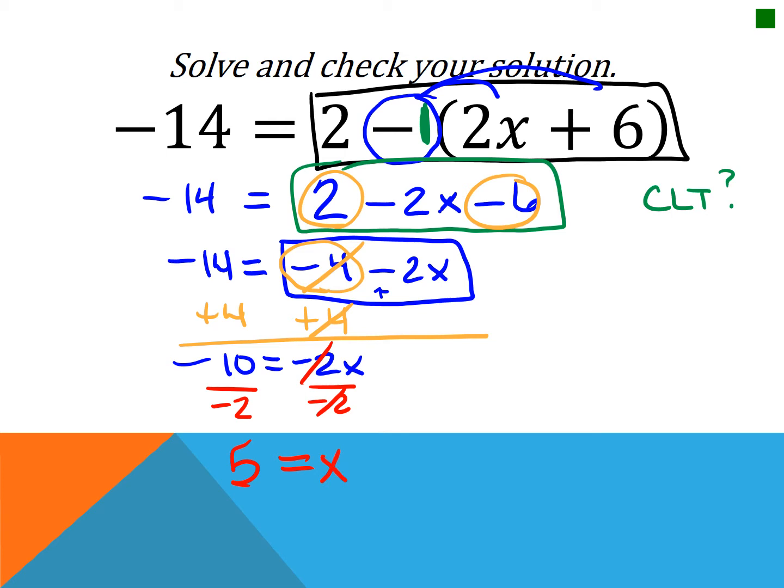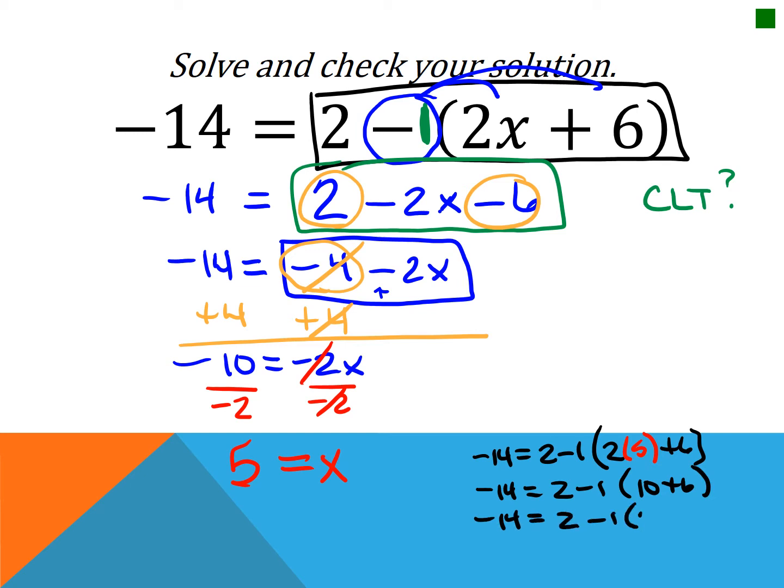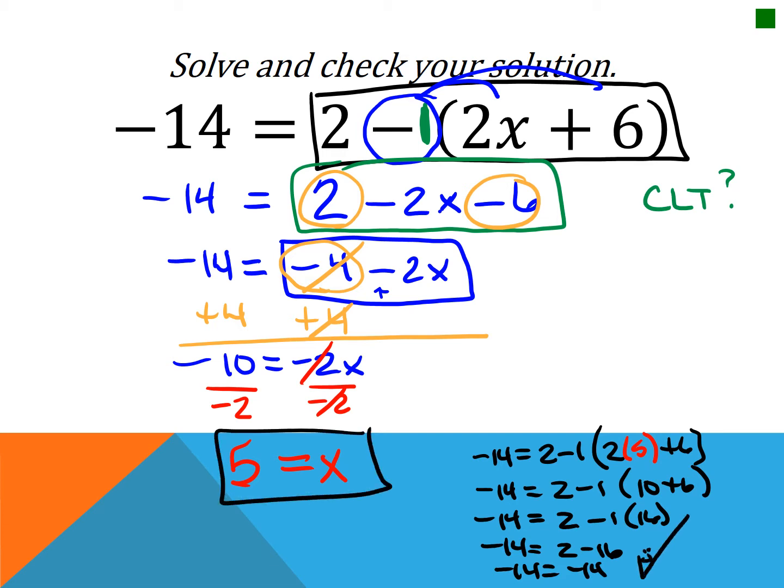If I'm going to check it, I'm going to go negative 14 equals 2 minus 1 times 2. Whoops, I said x is 5, plus 6. So does negative 14 equal 2 minus 1 times 10 plus 6? Does negative 14 equal 2 minus 1 times 16? Does negative 14 equal 2 minus 16? You betcha it checks. So this is my answer.